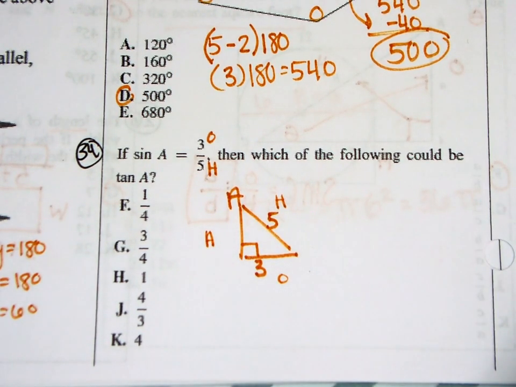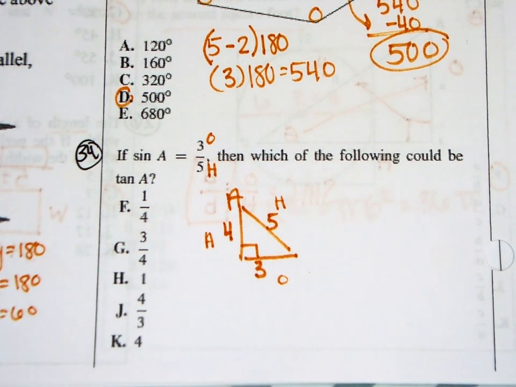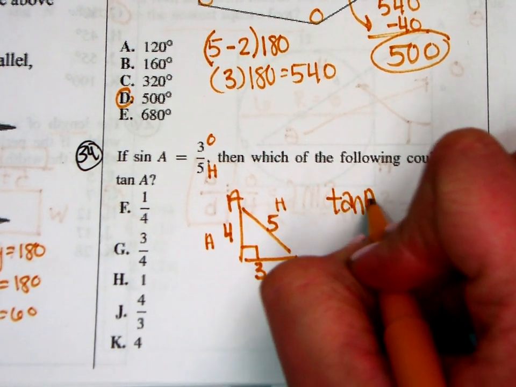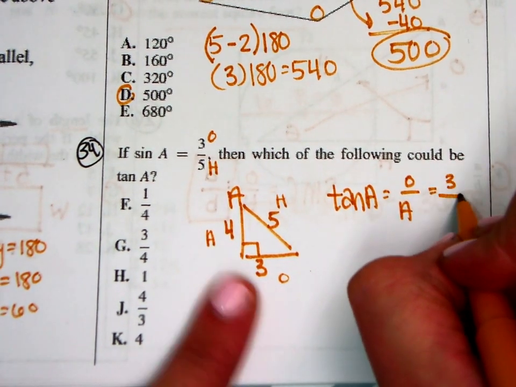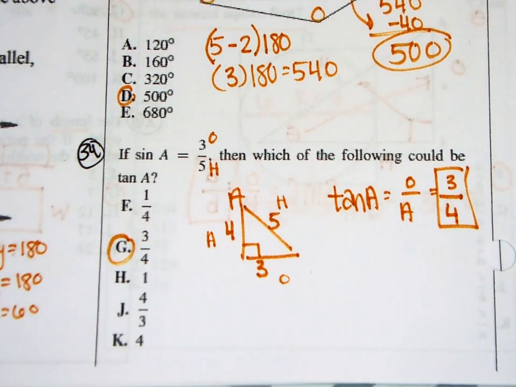Hopefully we recognize that this is a 3, 4, 5 triangle. 3, 4, 5s are important to recognize. Tangent's fraction, according to A, will always be opposite over adjacent. Opposite side is 3, adjacent side is 4, for an answer of 3/4, which is option G.